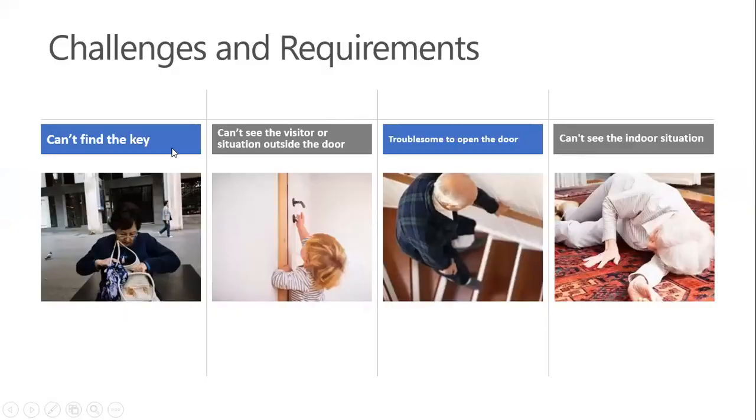Challenges for a smart villa scenario include a case where somebody says they can't find their keys, or scenarios where you can't know who's coming to your place. In terms of not necessarily using CCTV, because at times CCTV products are a bit far, you might sometimes need to be able to talk to the visitor and everything. And maybe there's some trouble opening the door, and you can't see the indoor situation.